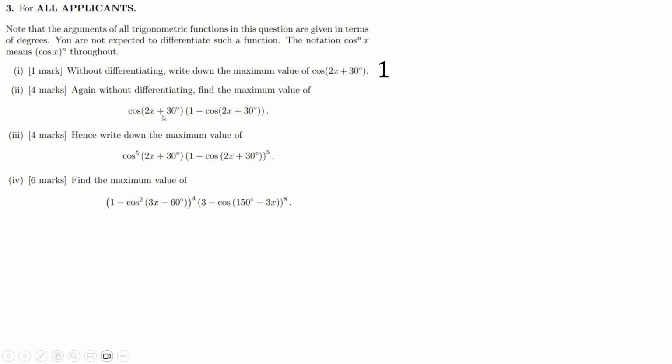Let's make a substitution for u equals cos 2x plus 30. And this turns out to be u into 1 minus u, which expands to u minus u squared. This is just a quadratic. I can complete the square.